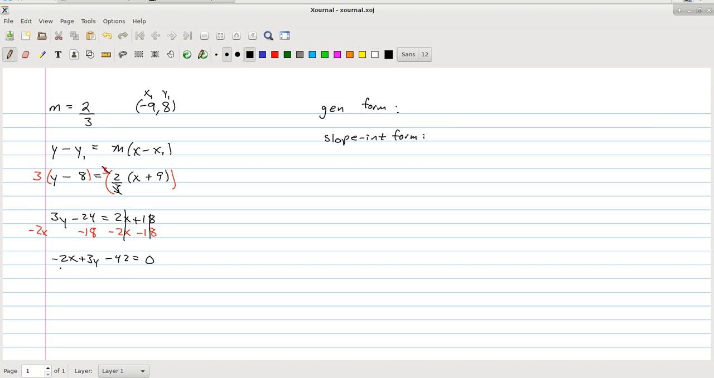Now, in general form, we also can't lead off with a negative. So now we'll multiply both sides of the equation by -1, effectively flipping all the signs. So this gives us 2x minus 3y plus 42 equals 0, and this is general form.